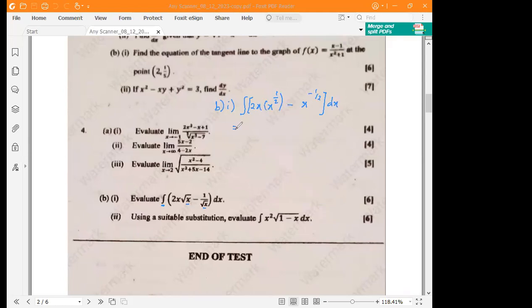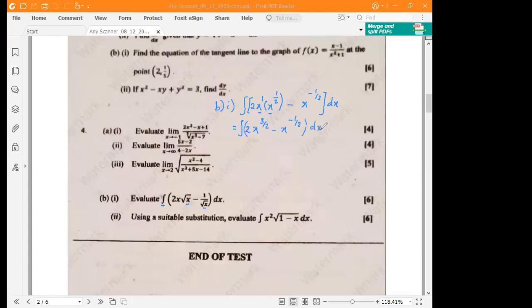And from there, you put this together. We have 2x with the 1 here. So 1 plus half. Remember, you add the powers when the bases are the same. So you get 3 over 2 there. And then minus x to the power minus 1 over 2.